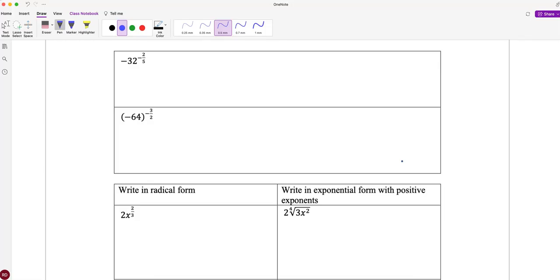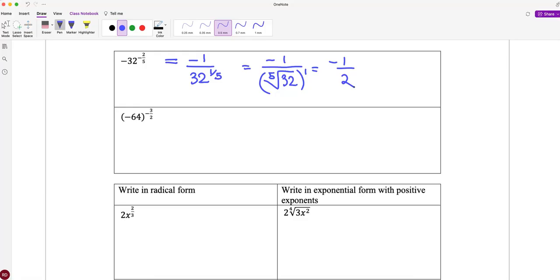Negative 32 to the negative 2/5. The exponent only works on the 32, so move this 32 to where it gets a positive exponent. So this is negative 1 over the 5th root of 32 to the 1st power. What number can I multiply 5 times and get 32? That's a 2. So this is negative 1 over 2.